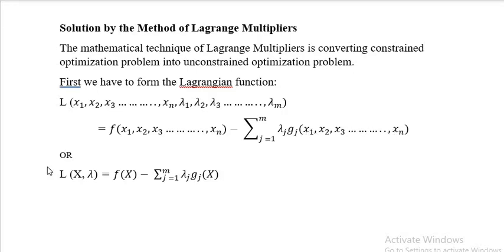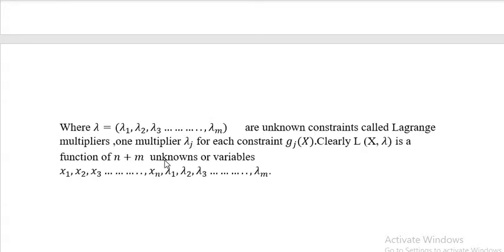xn. Or we can write L of x, lambda equal to f of x minus sigma j equal to 1 to m lambda j gj of x, where lambda equal to lambda 1, lambda 2, etc. lambda m are unknown constants called Lagrangian multipliers. There is one multiplier lambda j for each constraint gj of x. Clearly, L of x, lambda is a function of n plus m unknowns or variables: x1, x2, etc. xn, lambda 1, lambda 2, etc. lambda m.